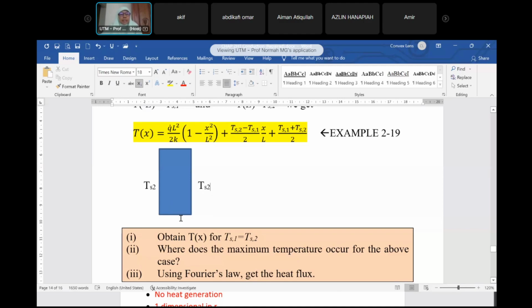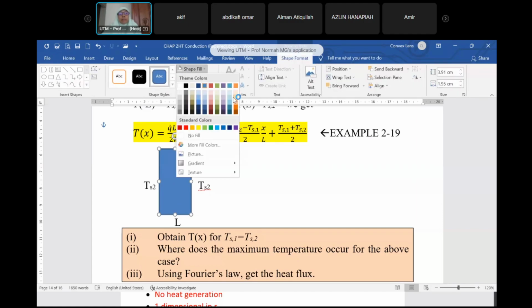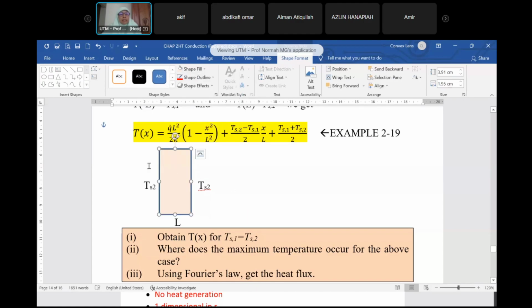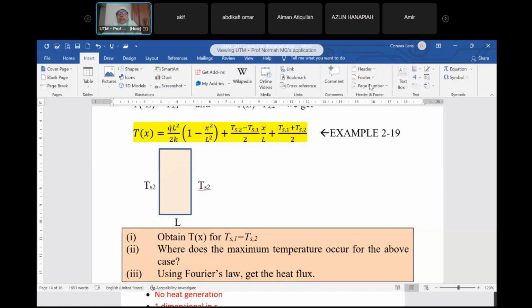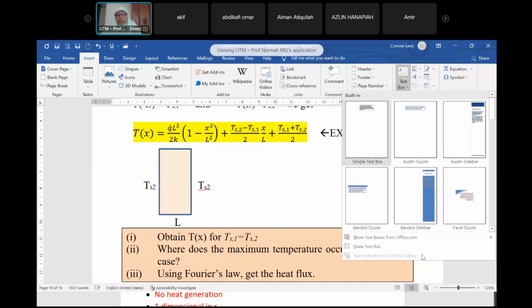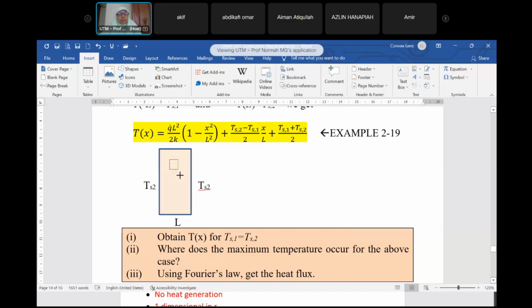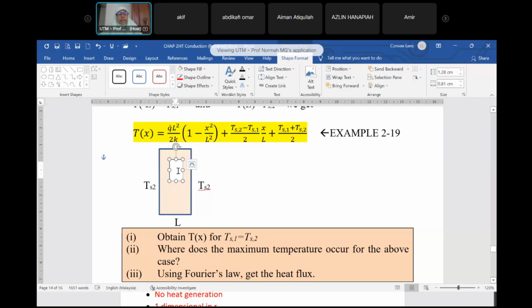And we have here a thickness of, say, L. Let's see, I cannot see there. Insert a text box inside there. Sorry, it's a bit slow. Let's say I have a Q.